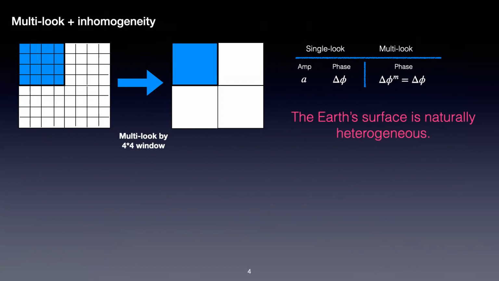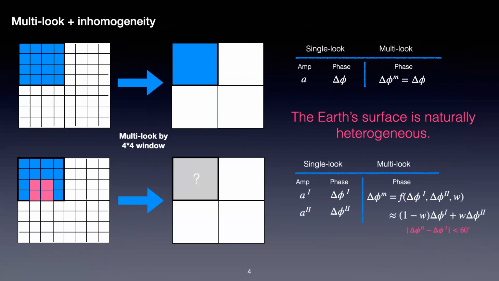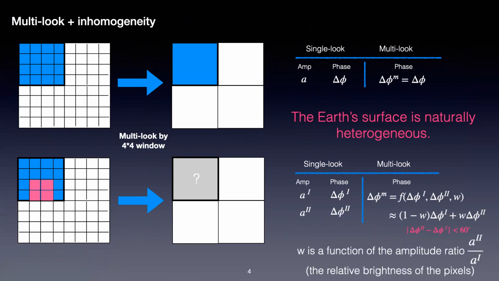However, the Earth's surface is naturally heterogeneous, and to make things simple, let's assume that there are two different types of underlying distribution. In this case, the multi-look phase is a function of phase 1, phase 2, and W, which is a function of the amplitude ratio between these two signals.